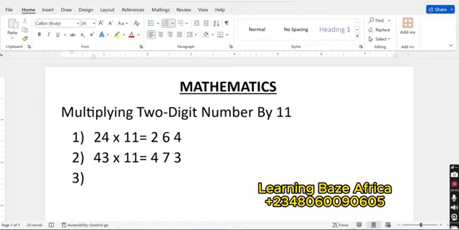So I'm going to example 3. What if we have 17 times 11? You write down the first digit and the second digit, giving a space in between. Then add up the two digits together. You will have 8, because 1 plus 7 is 8. 8 will be written in the middle of the two digits, which leaves our answer as 187. So 17 times 11 is equal to 187.